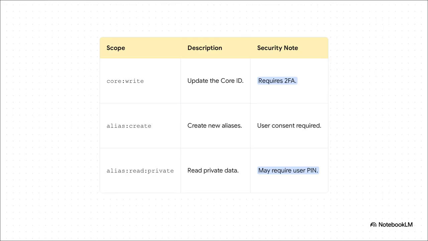True user control really comes from these granular permissions, which are handled through things called scopes. An app can't just ask for access to your entire life. It has to request very specific permissions. And the security is tiered, which is so smart. Look here, a really sensitive action like core.write absolutely requires two-factor authentication. Meanwhile, if an app wants to read private data from one of your aliases, it might need you to enter a PIN just for that specific authorization. The user is always in the driver's seat.